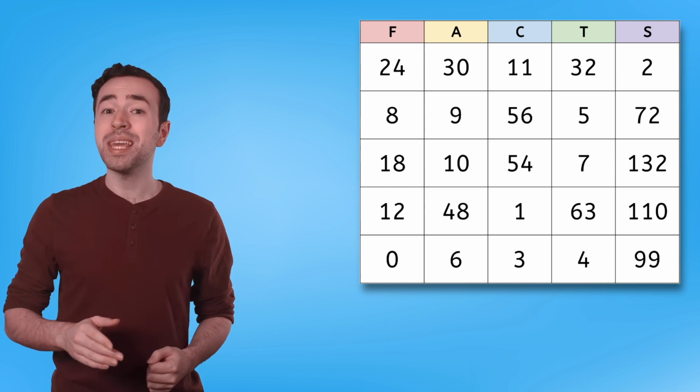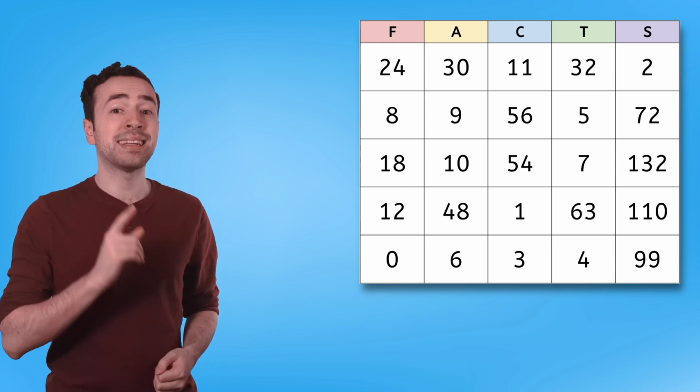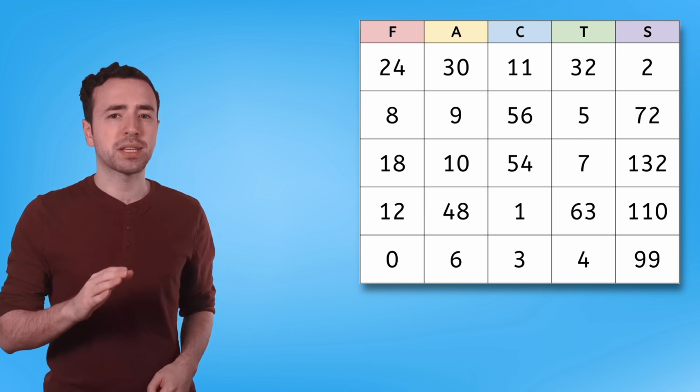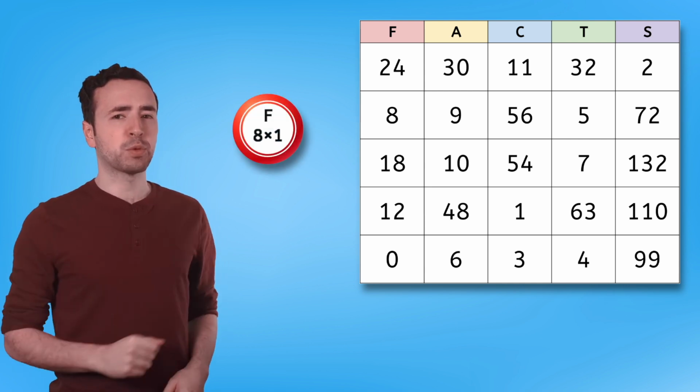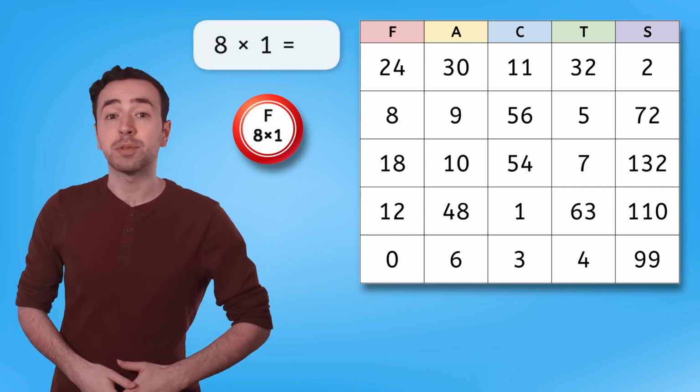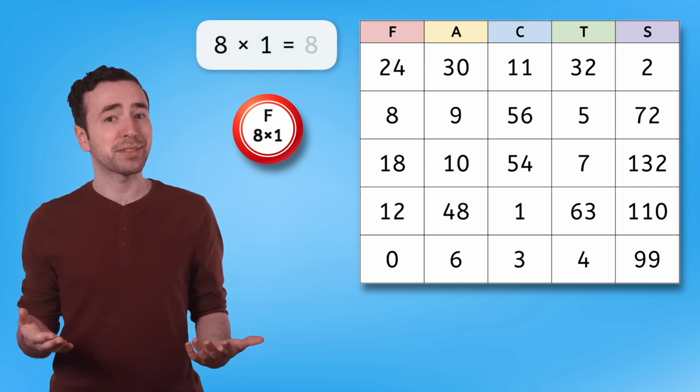And it's your job to solve the problem and then find the answer on your game board. The answer will be in the same column as the letter. So just mark it on your board. Let's try it out together. F, 8 times 1. First, solve the problem. 8 times 1 equals 8.